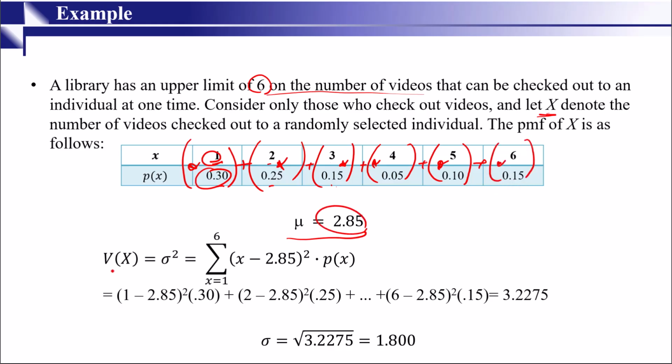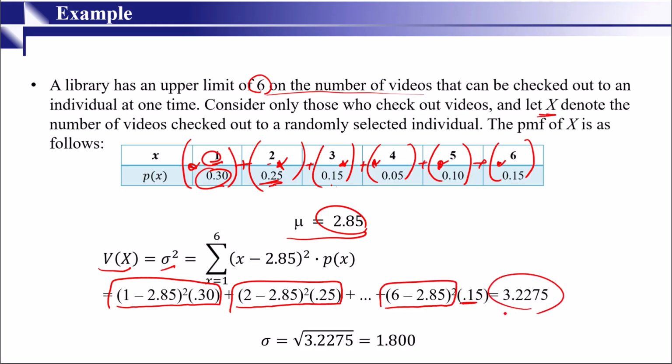Then we want to calculate the variance V(X), or sigma squared, which is each x minus 2.85, squared. It means (1 minus 2.85) squared multiplied by 0.3, (2 minus 2.85) squared multiplied by 0.25, up to the last one, (6 minus 2.85) squared multiplied by 0.05, which will give you this. And the standard deviation is simply the square root of the variance, which is 1.8.